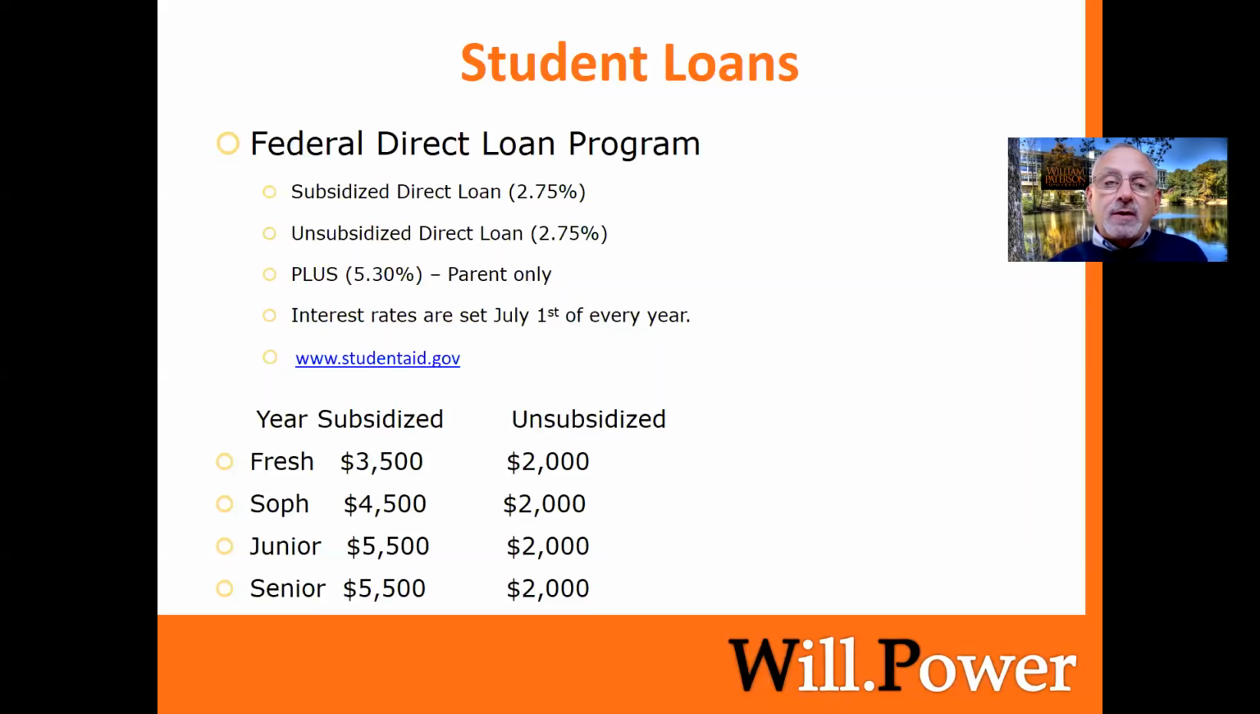How much can students borrow each year? Well, this chart shows you. Freshmen, $3,500 subsidized, then $4,500, $5,500, and $5,500. And then if you want, an additional $2,000 unsubsidized each year.